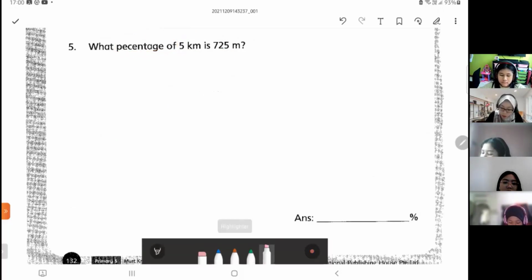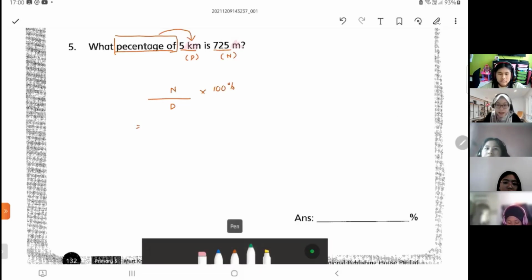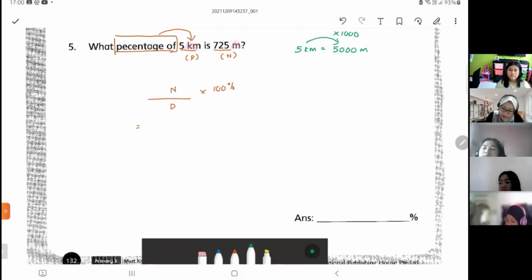However, if you look at this one, this is kilometer and this is meter. They are not in the same unit. So I can't proceed unless they are of the same units. 5 kilometer, change it to meters, which is 5,000 meters. How do I do that? I just times it by 1,000. So which means 725 over 5,000 times 100%. And press your calculator, you're going to get 14.5%. And that's your answer.